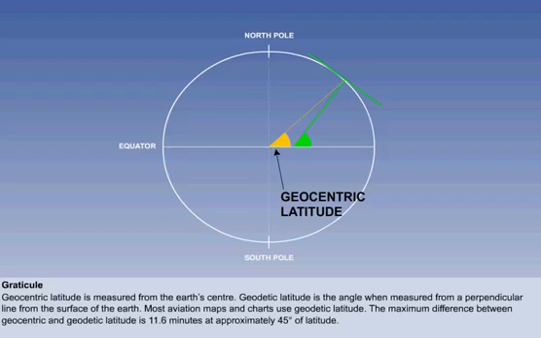From this perpendicular line, it can be seen that the measured angle has increased from the original angle at the centre of the Earth. Latitude measured in this manner is called geodetic latitude, and is the standard method used when producing most aviation charts. The actual difference in geocentric and geodetic latitude is very small, the maximum value being just 11.6 minutes. This occurs at approximately 45 degrees of north and south latitude.